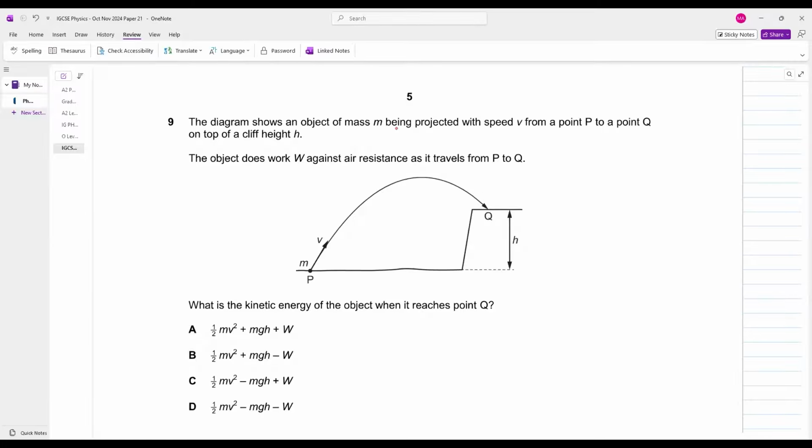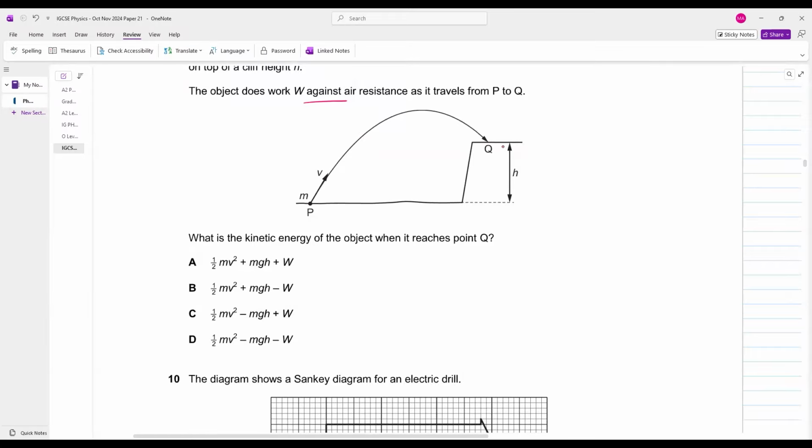The diagram shows an object of mass m projected with a velocity v from a point P to Q on a cliff of height h. The work done against air resistance is W as it travels from P to Q. What is the kinetic energy as it reaches Q? Okay, what will you say? Energy at start minus work done against air resistance is equal to energy at end.